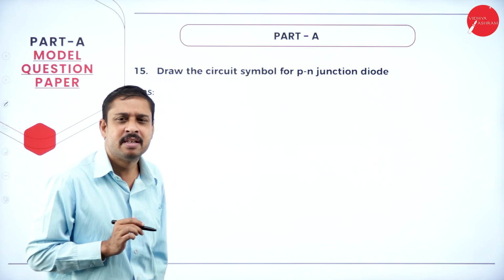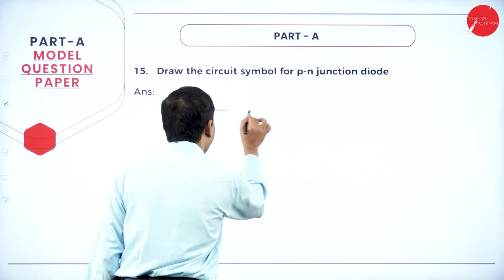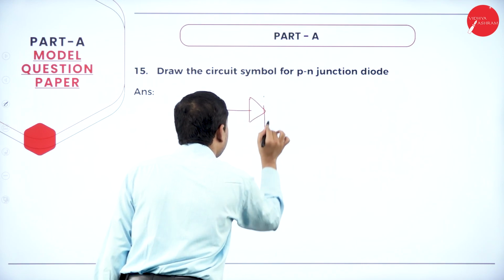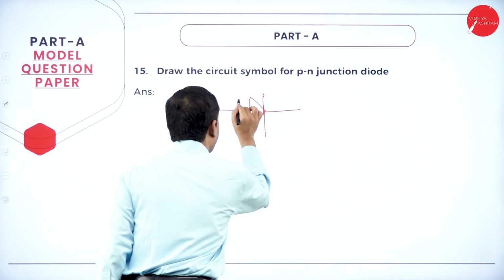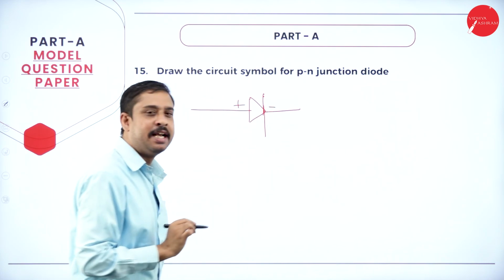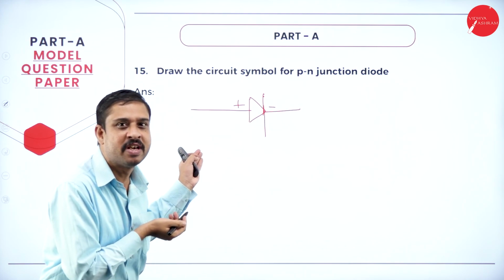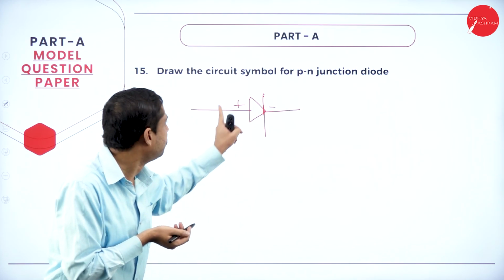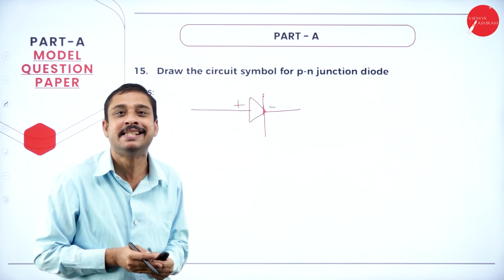Very simple. Circuit diagram for PN junction diode. Very simple. The base of the diode is always positive, the other side is always negative. P-type, N-type, as I discussed previously, PN junction diode. P-type, holes, positive. N-type, electrons, negative.